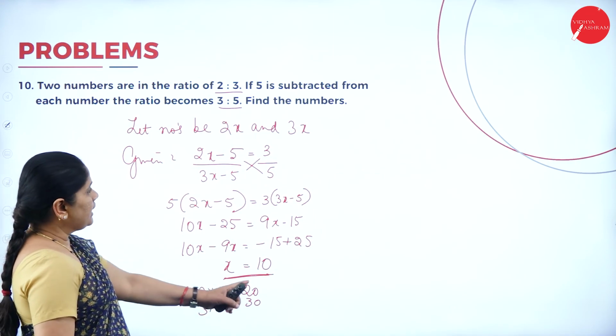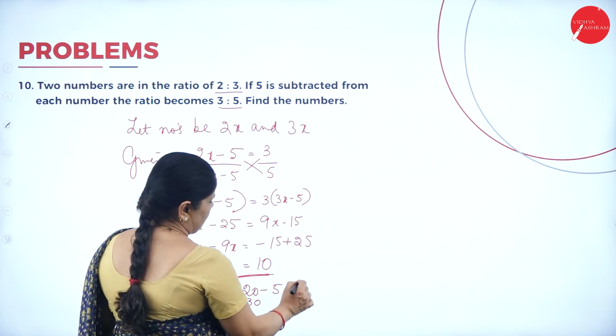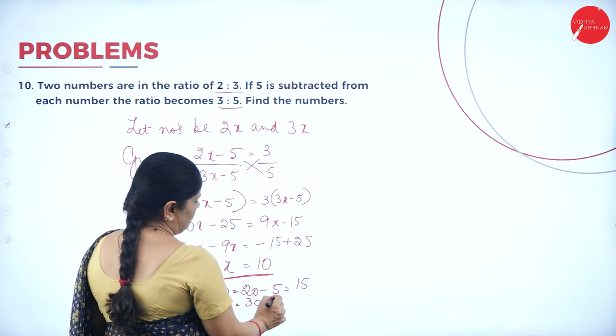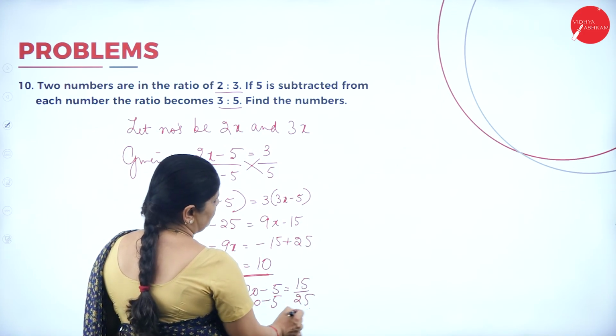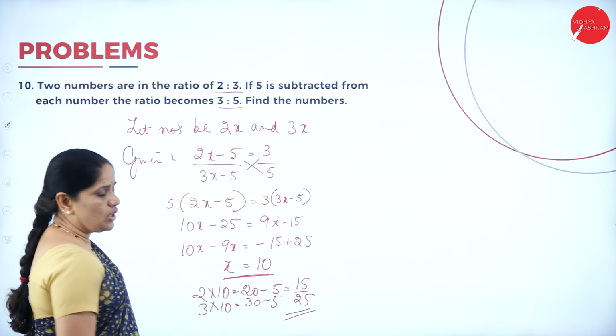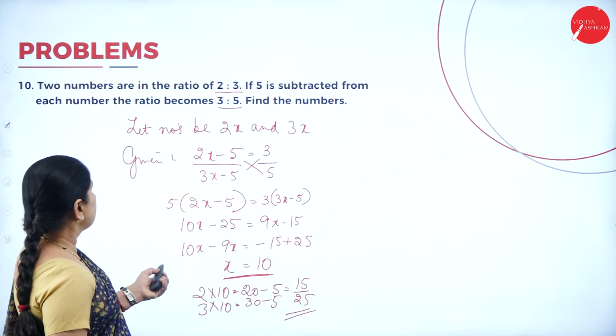Now, if we subtract 5, 20 minus 5, I get 15. 30 minus 5, I get 25. So, this is in the ratio of 3:5. 5 threes are 15, 5 fives are 25.